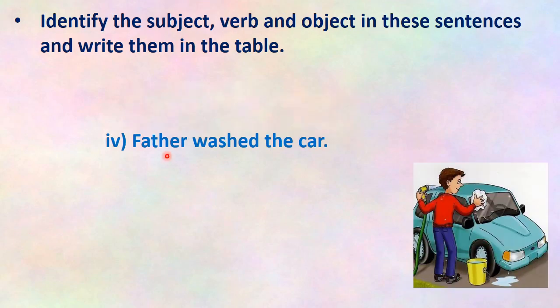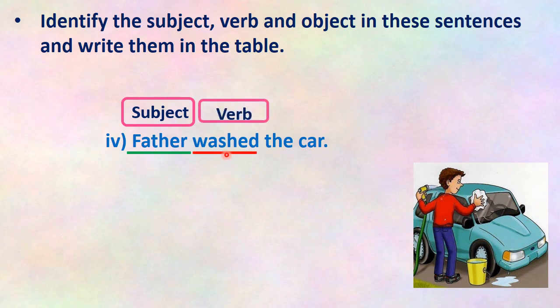Next sentence, father washed the car. So who washed the car? Father. So father is the subject. And what did the father do? Father washed. So washed is the verb. And what did he wash? He washed the car. So this is the object. So remember students, whenever you have to identify subject, verb and object, you can simply ask questions. And whatever the answers you will get, that will be your identifying part.